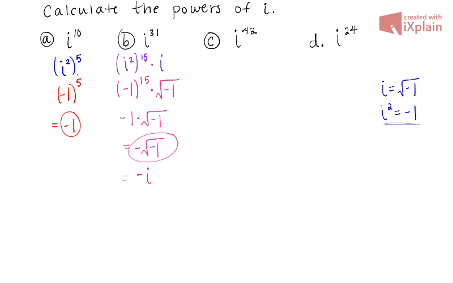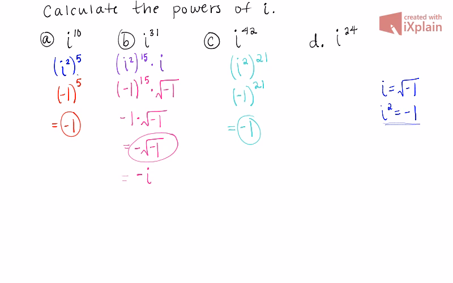For C, we have i to the 42nd power. So I need to decide how many times does i squared go into 42. I see that i squared goes into 42 21 times. i squared is equivalent to just -1. -1 to the 21st power gives me -1.